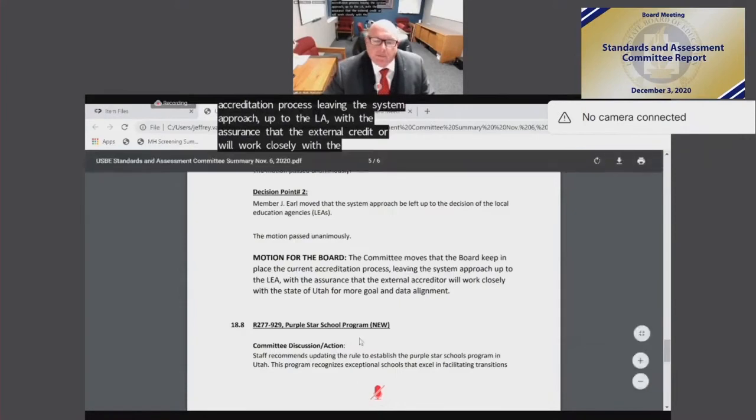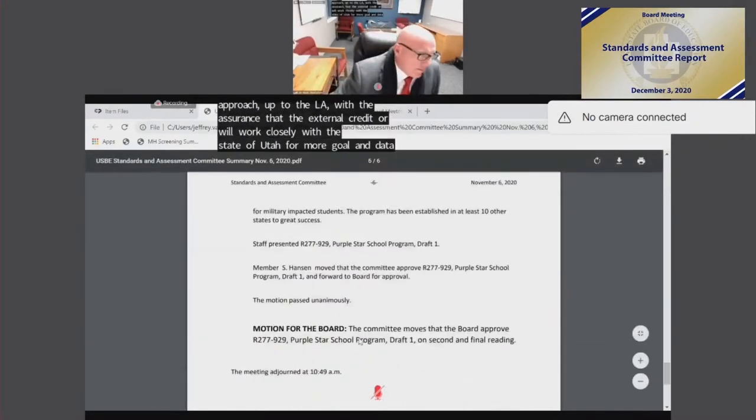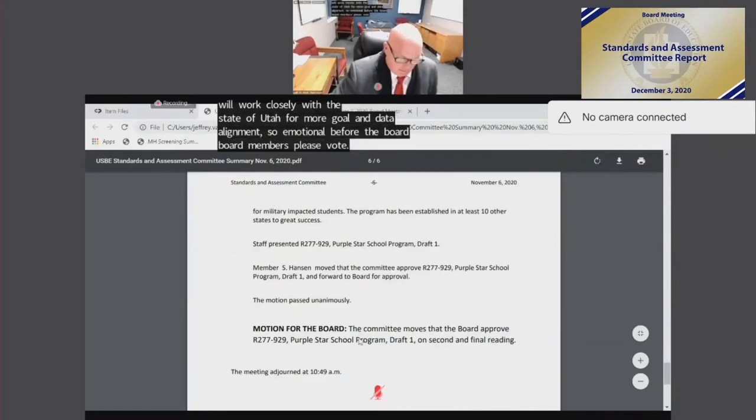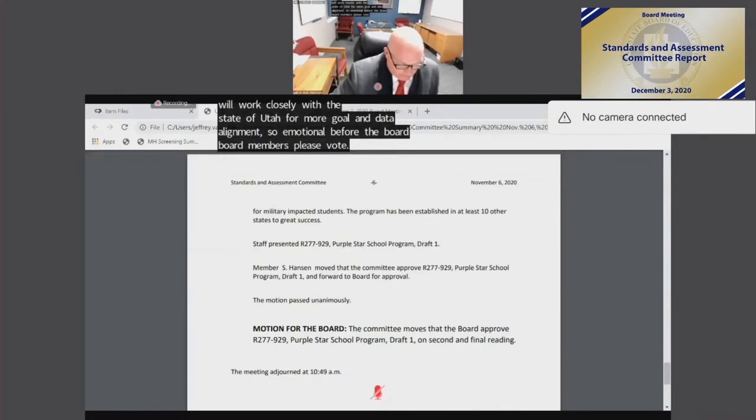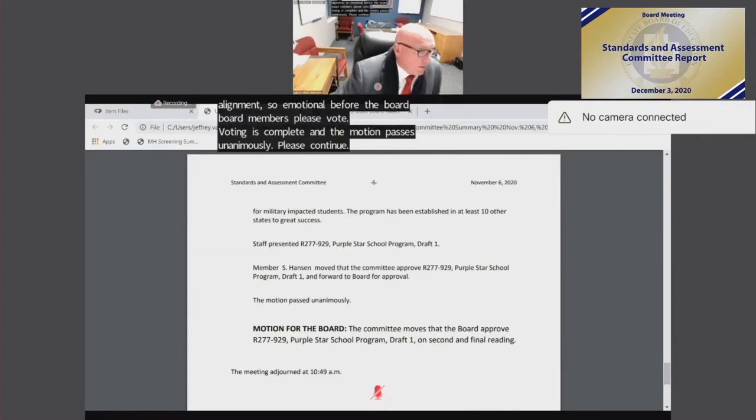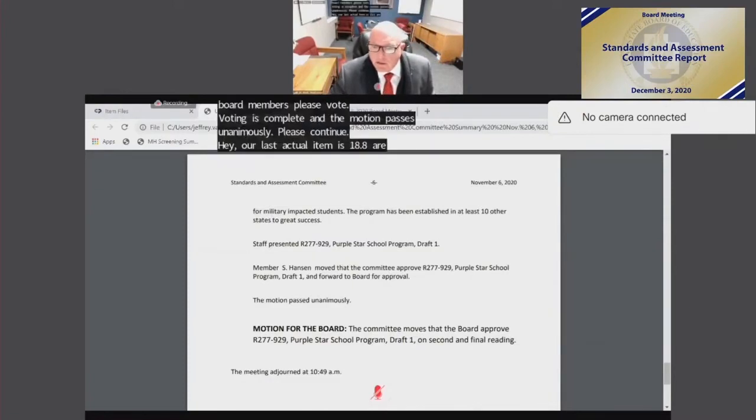Please continue. Okay, our last actionable item is 18.8, R277-929, the Purple Star School Program. This is a new rule, and it affects military impacted students. And the motion before the board is the committee moves that the board approve R277-929 Purple Star School Program Draft 1 on second and final reading. Okay, the motion before the board is that the board approve R277-929 Purple Star School Program Draft 1 on second and final reading. Discussion to the motion? Seeing none, board members, please vote.